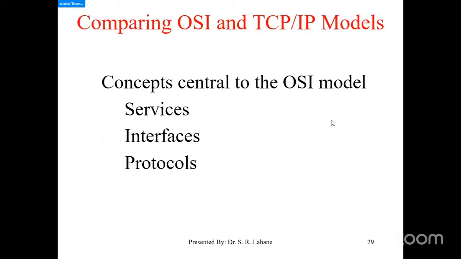Then how can we compare the OSI model with the TCP/IP model by using the services provided with respect to the model? So what are the services of the TCP/IP model and the OSI model?